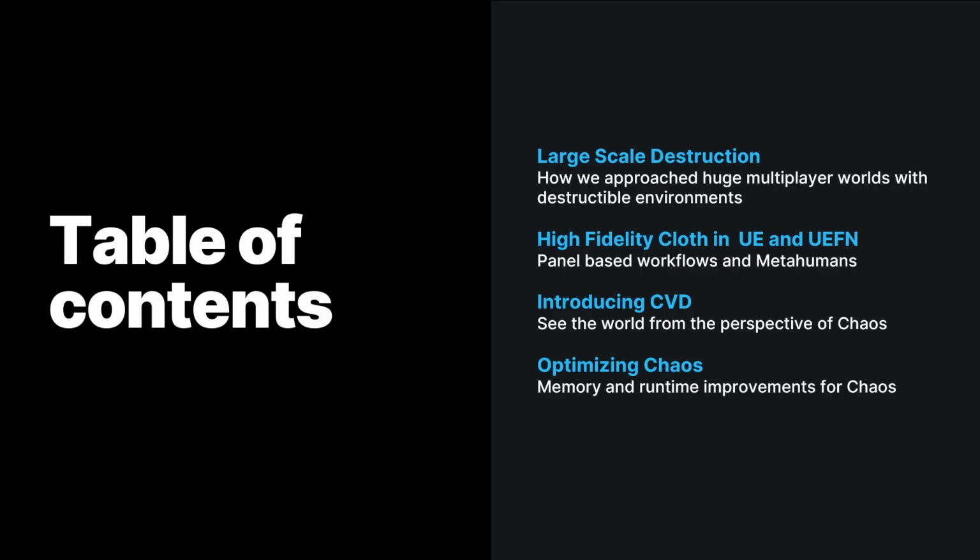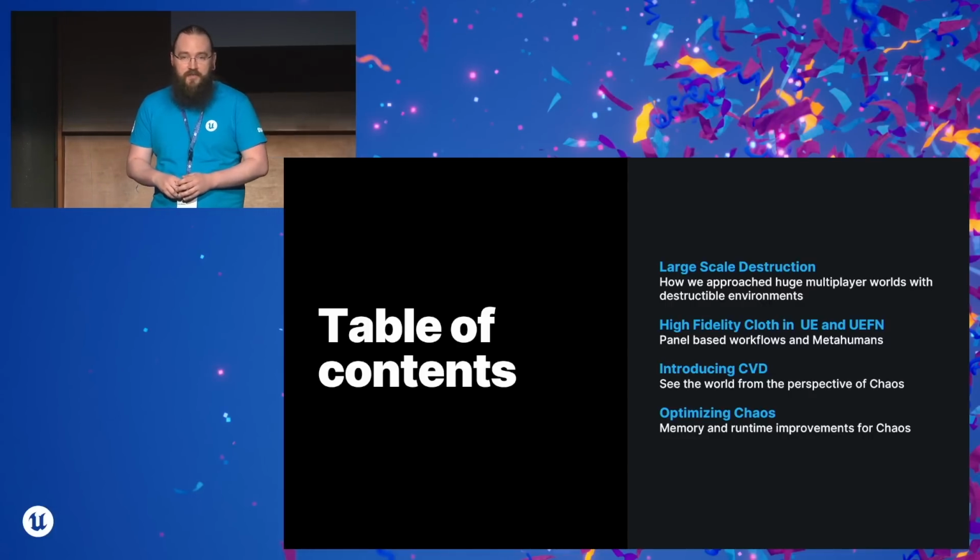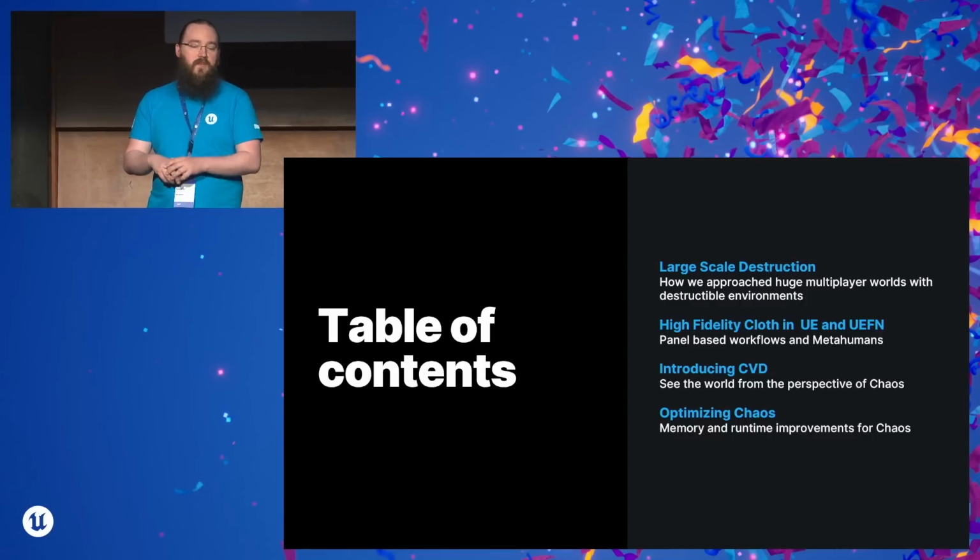So a quick rundown of the topics I'm going to cover here. I'm going to start with a walkthrough of some of the solutions and systems we developed for large-scale destruction in a multiplayer environment in LEGO Fortnite, building high-fidelity cloth using our new clothing tools and pipelines. I'll look at CVD, the chaos visual debugger, and finally some other general memory and performance improvements we've made in support of all of these efforts.